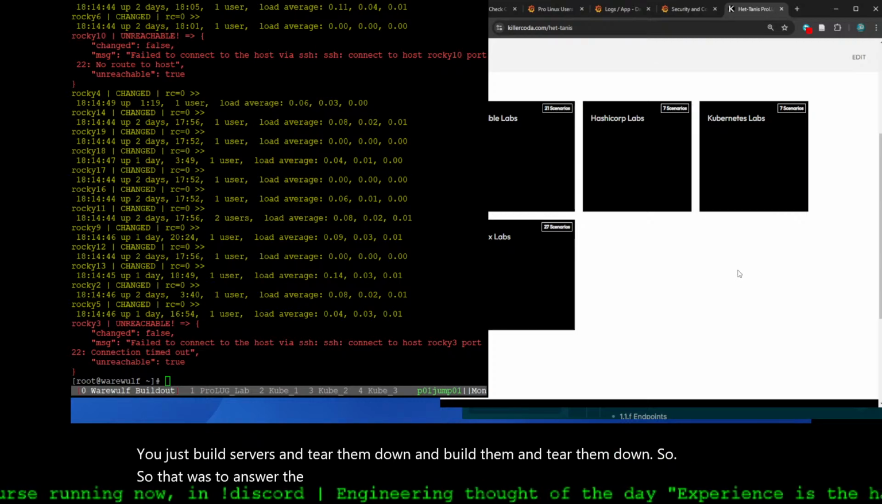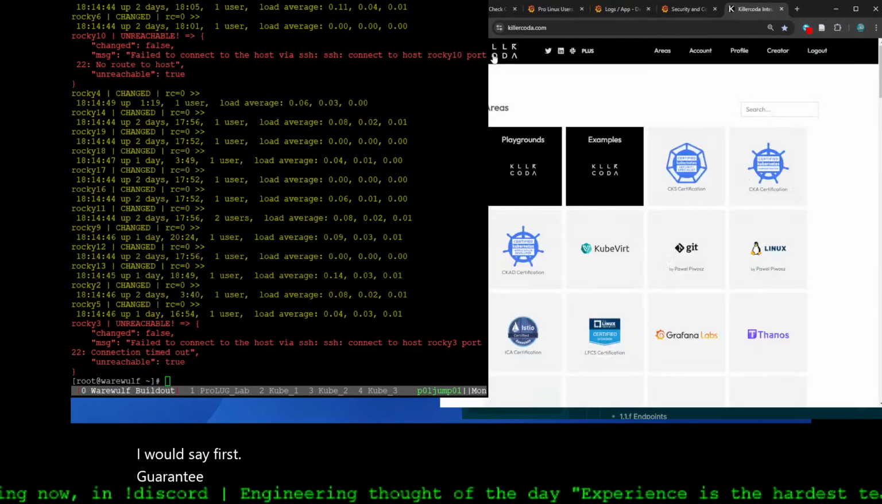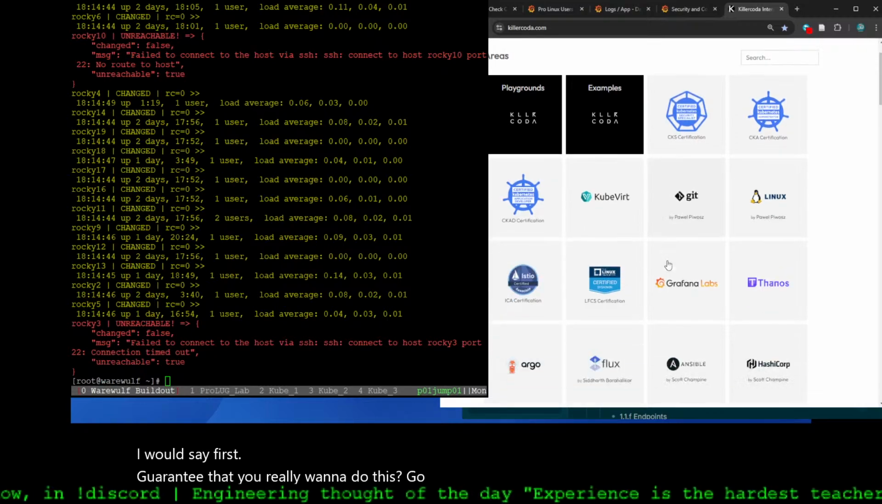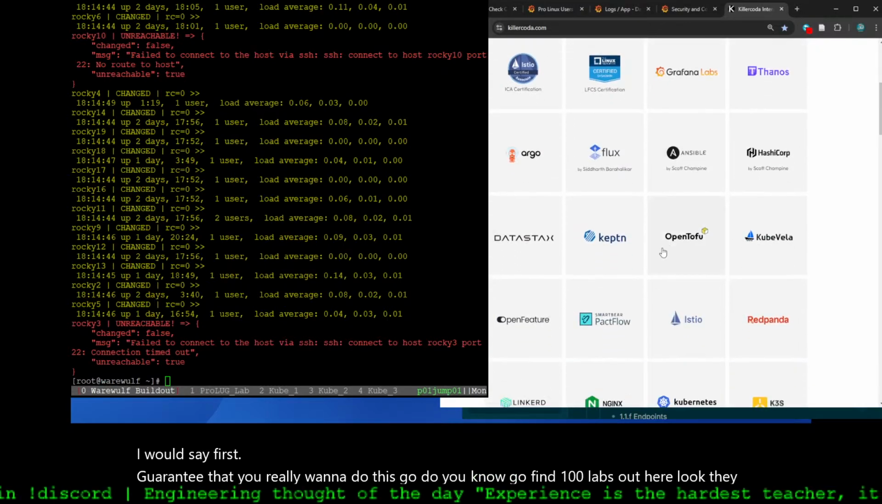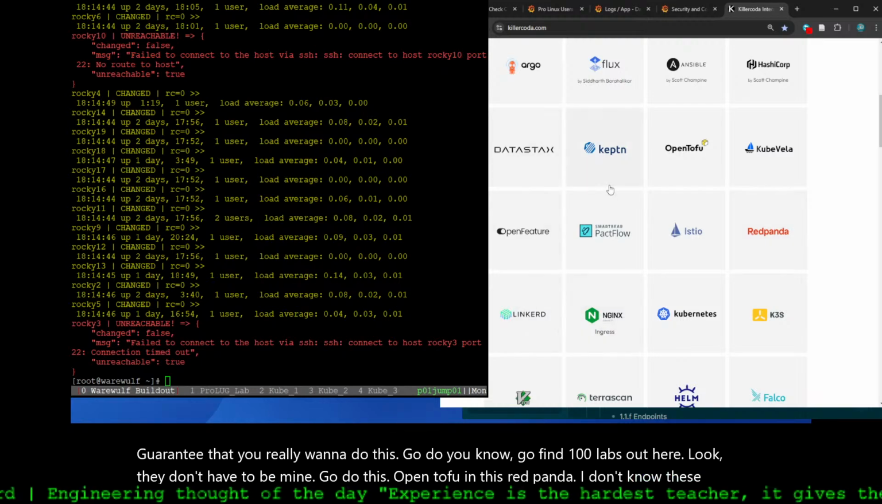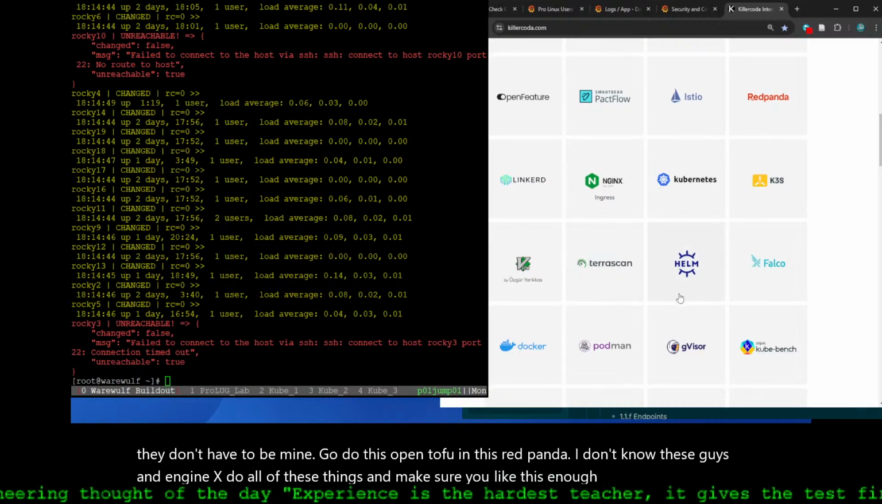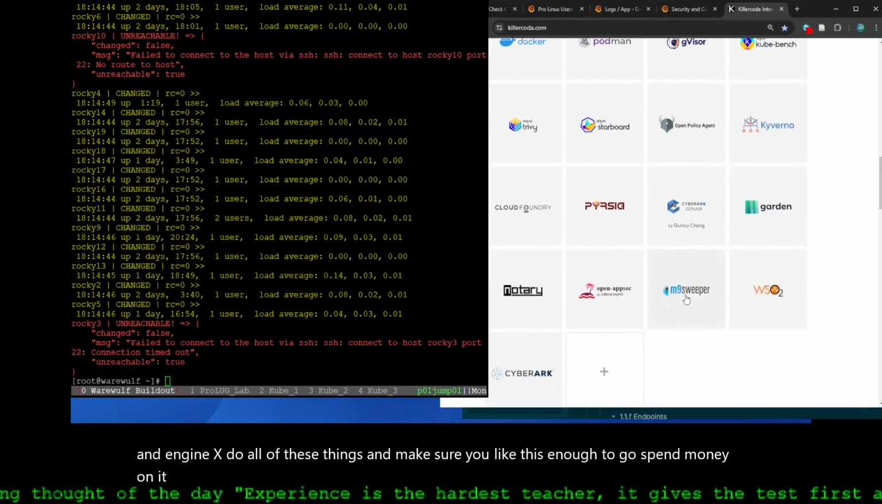If you want to build a home lab out, what would you do? I would say first, guarantee that you really want to do this. Go find 100 labs out here. Look, they don't have to be mine. Go do this OpenTofu and this Redpanda. I don't know these guys. And Nginx. Do all of these things and make sure you like this enough to go spend money on it. That's what I would say first.